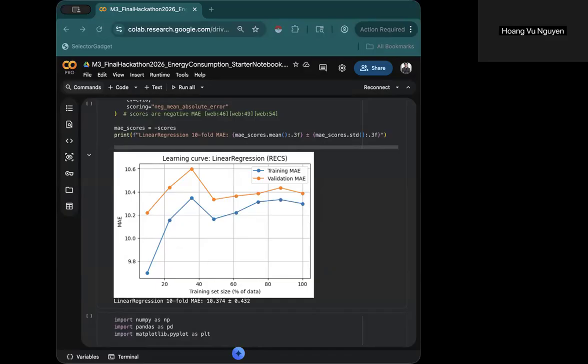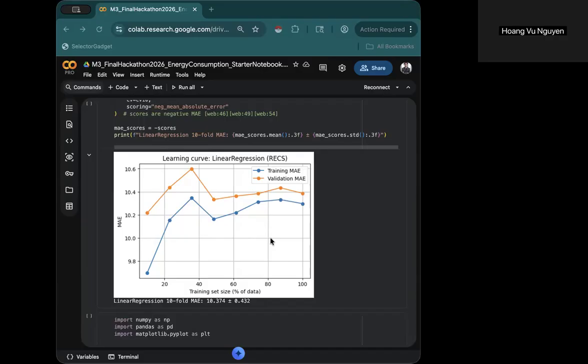I started out with my baseline model being a simple linear regression model, and this gives me a reference MAE and allowed me to evaluate whether more complex models were actually adding predictive power. In this learning curve, we see that the training MAE and the validation MAE tend to converge, and the gap between them stabilizes as the training set size increases, suggesting that linear regression is a reasonable model for this data set.